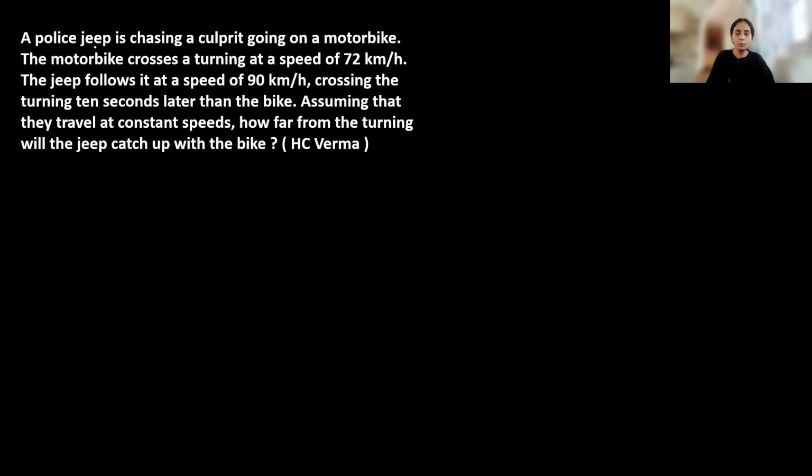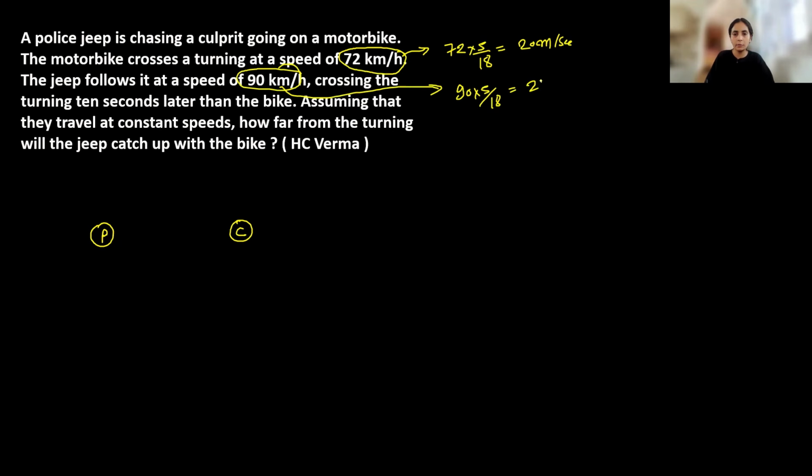Now let us solve this question. A police jeep is chasing a culprit going on a motorbike. So we have a police jeep and then there is one culprit, and this police is chasing the culprit. The motorbike crosses a turning at a speed of this. If you change it to meter per second, then 72 into 5 by 18 will give you 20 meter per second. And the jeep follows it at a speed of this much. So with higher speed, only then it will be able to catch the culprit. So this into 5 by 18 will become 25 meter per second.